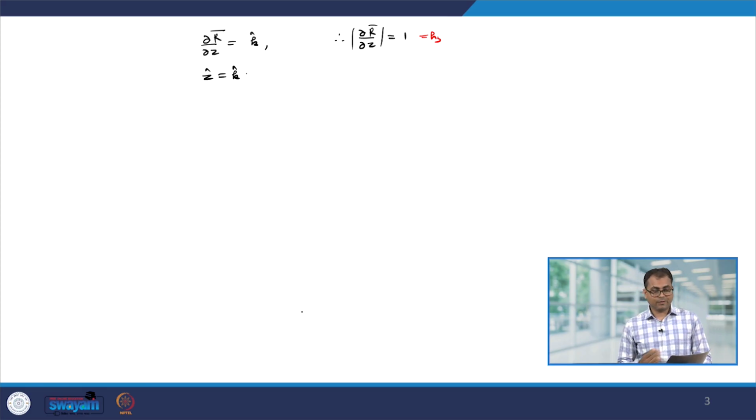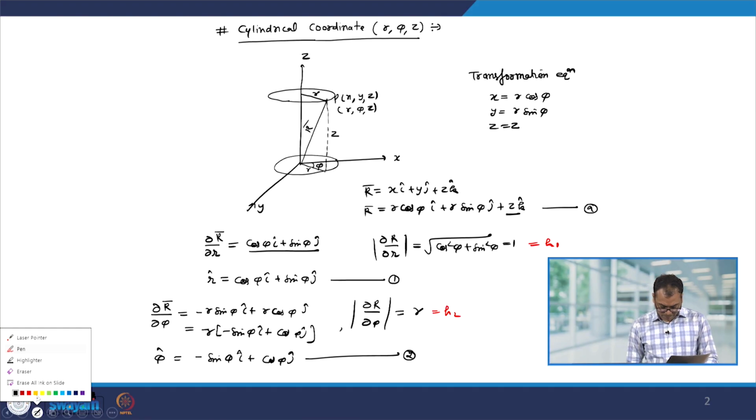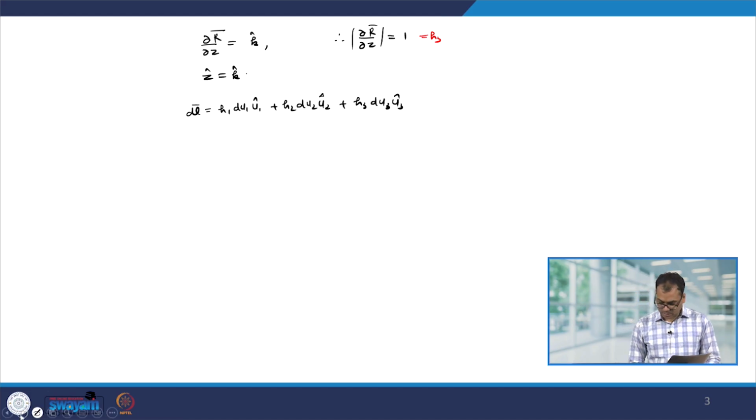Now let us look at the differential length, differential area and differential volume in the cylindrical coordinate system. So we know the general formula, dl is h1 du1 u1 cap plus h2 du2 u2 cap plus h3 du3 u3 cap, and our u1 u2 u3 are r phi z, and h1 h2 h3 is 1, r and 1. So let us put them in this equation.